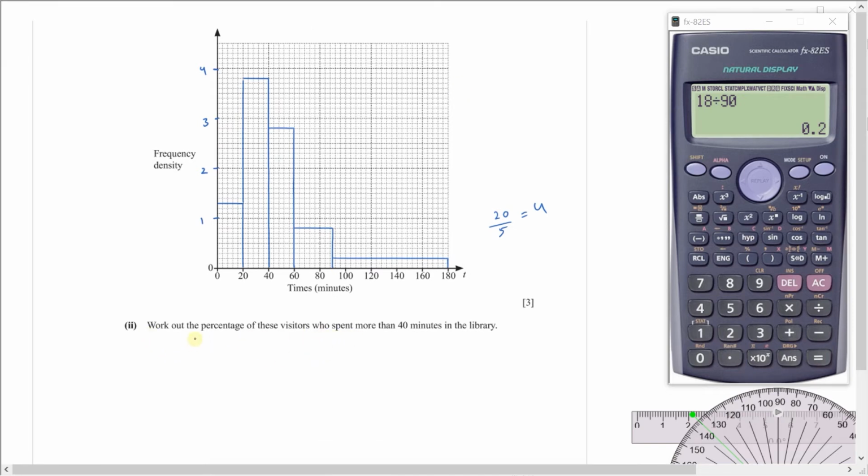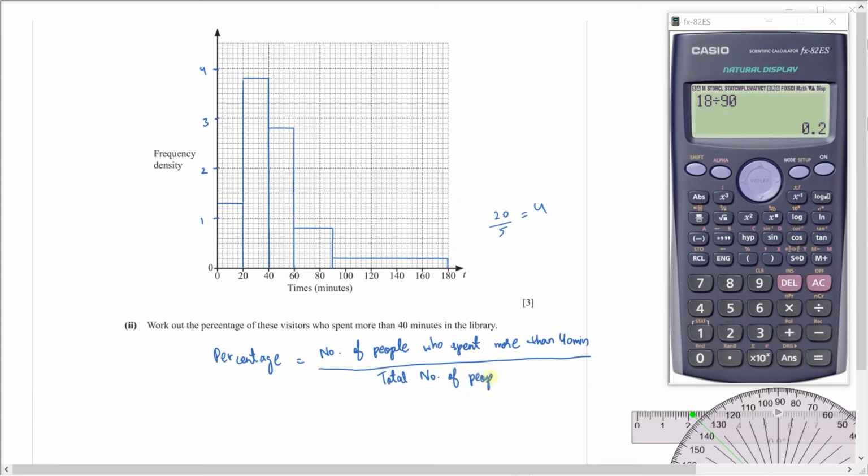So the percentage of these visitors who spent more than 40 minutes in the library. So this percentage will be number of people who spent more than 40 minutes divided by total number of people, and then this multiplied by 100 to calculate the percentage.